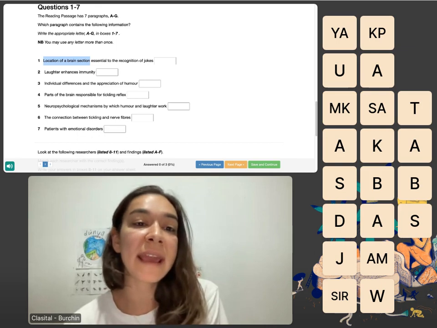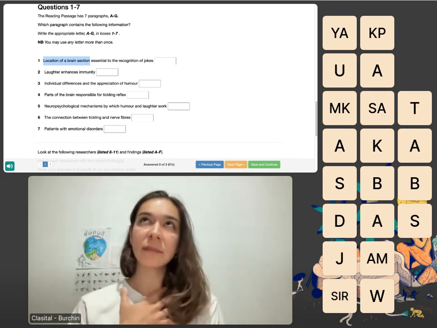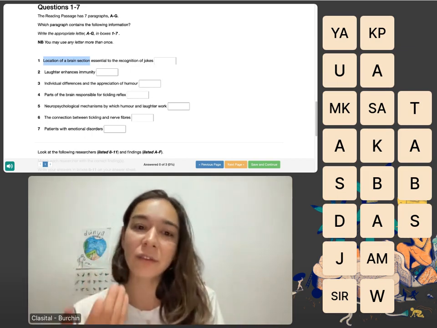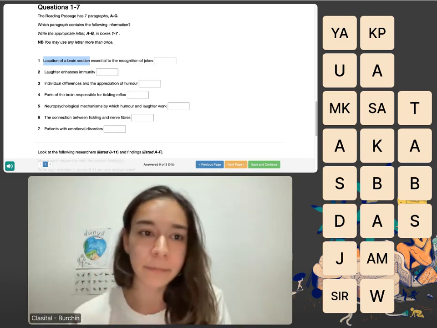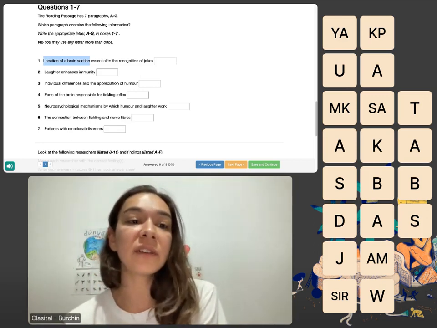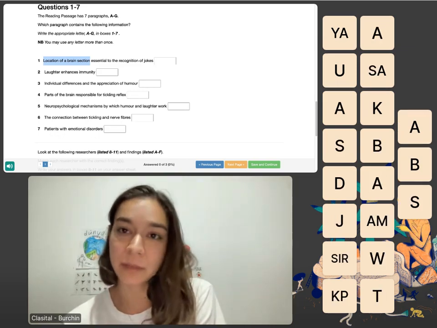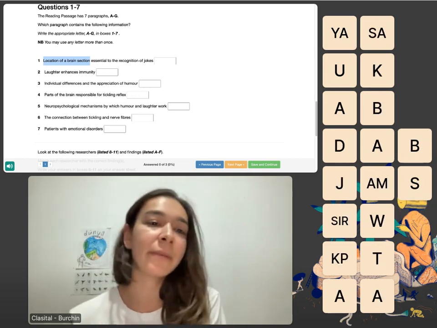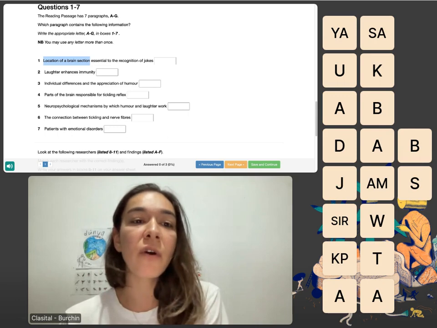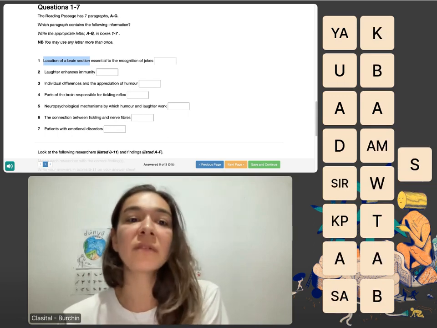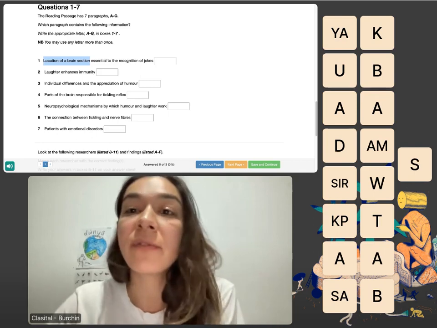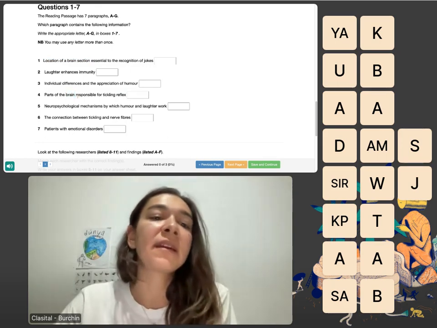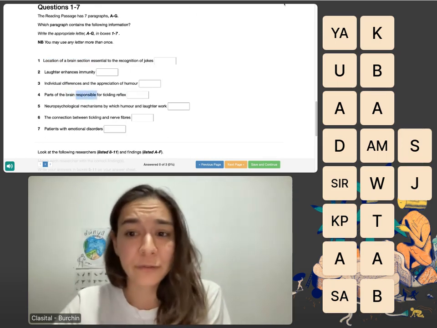2, laughter enhance immunity. Immunity is your body's system that protects you from getting ill. Immune system. 3, individual differences and the appreciation of humor. So it talks about the individual differences in people's sense of humor. 4, parts of the brain responsible for tickling reflex. If I were you, I would choose reflex, and of course the brain and being responsible, as my keywords.